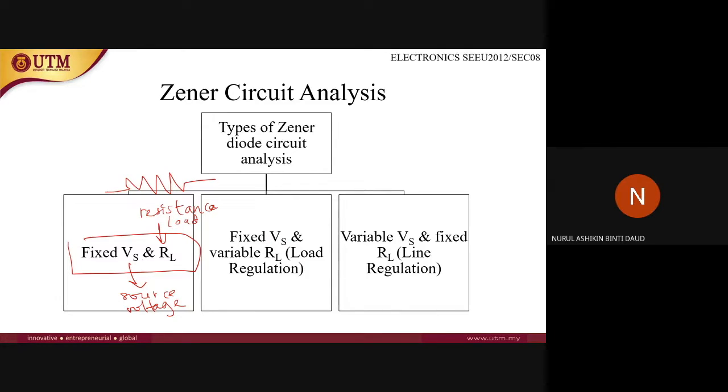Next, another condition, fixed source voltage and also variable load. So the resistance now is variable, it's changing. Next, variable VS. So the value of VS now is changing, and fixed resistance value. So these are three conditions that you need to know. But in the exam, if I'm not mistaken, only fixed VS and RL will come out. This is just for your knowledge.